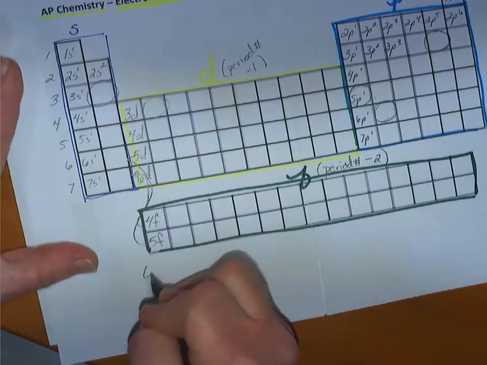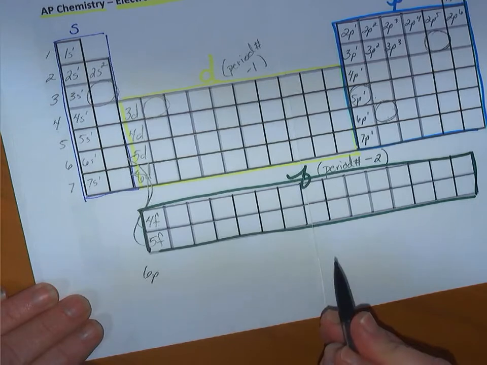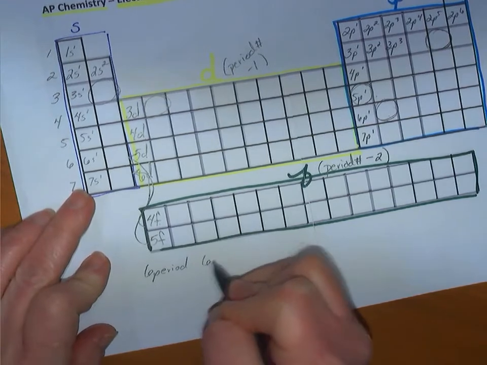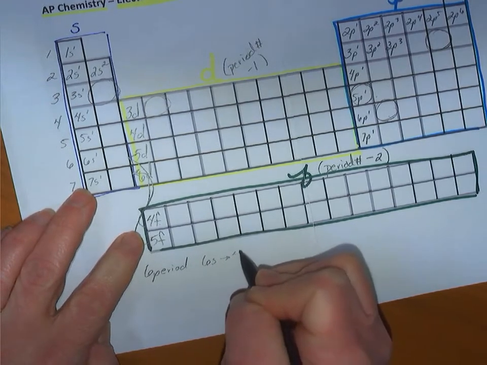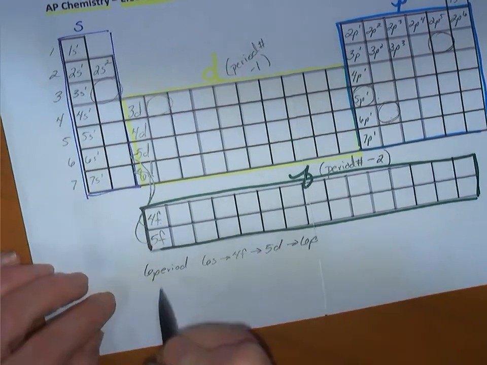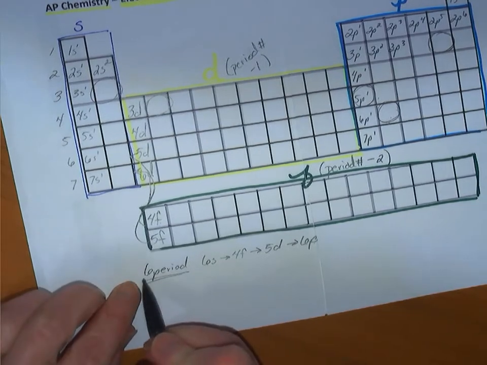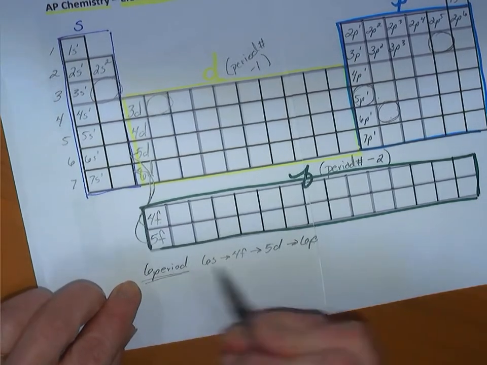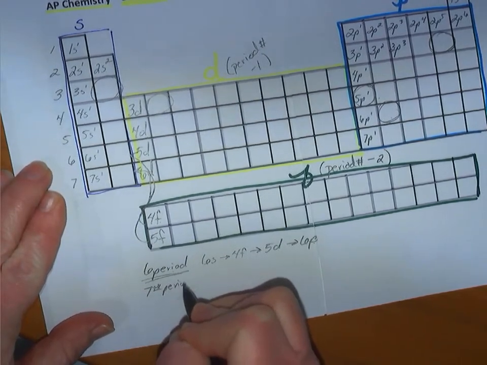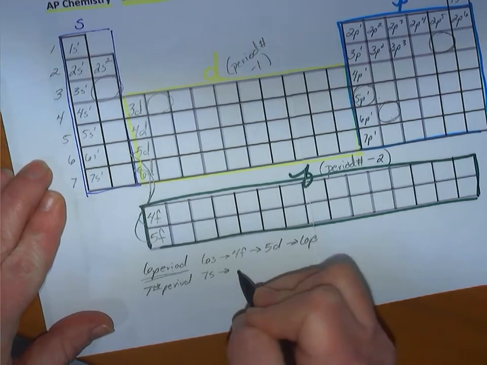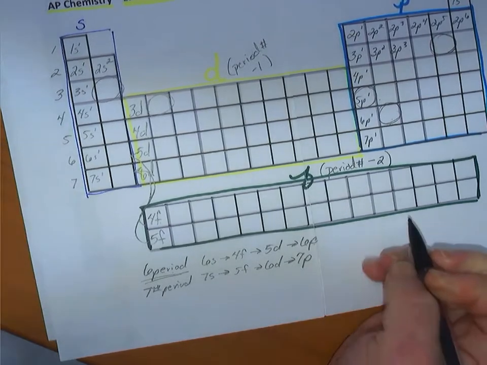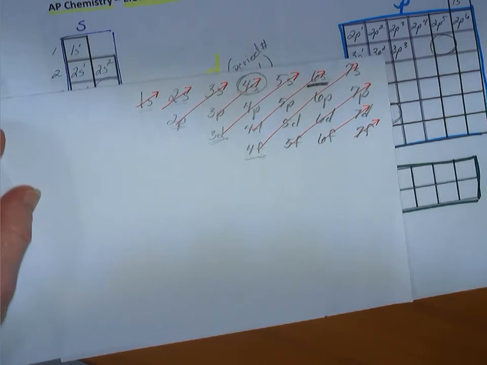So in the sixth period, moving left to right, we would have 6s, then 4f, then 5d, then 6p. So remember, the S and P are equal to the period number. D is 1 minus and F is 2 away. In the seventh period, we would have 7s, then 5f, then 6d, then 7p. And that is obeying the off-bar principle.